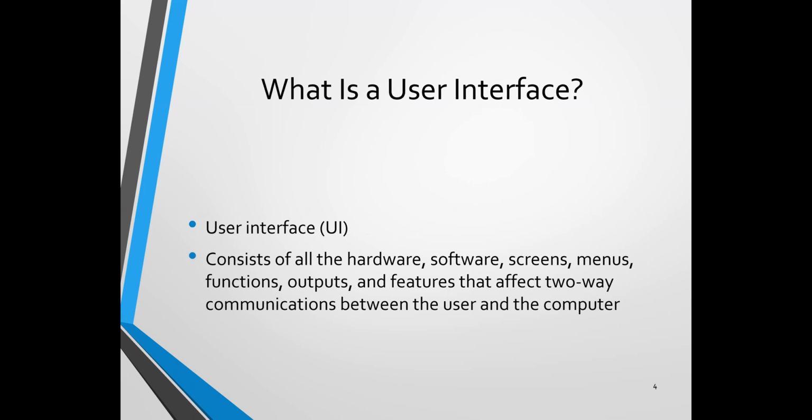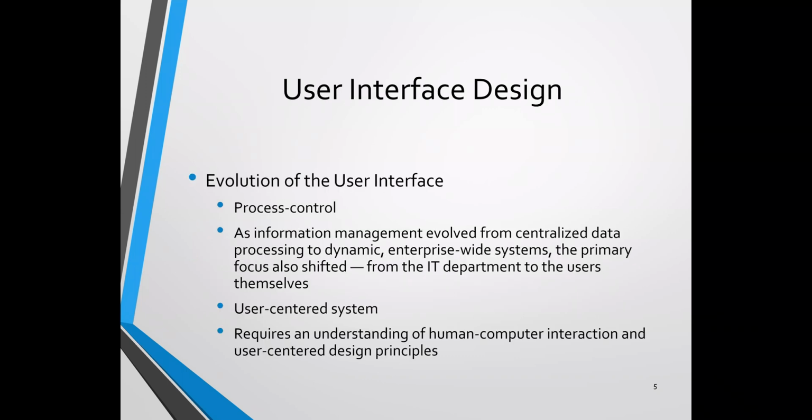What is UI? The user interface is the way that the user interfaces with the system. That means we have to deal with hardware, software, screens, menus, functions, output, and features that affect two-way communication between users and the computer. When you have to do the user interface design, we talk about the evolution of the user interface.